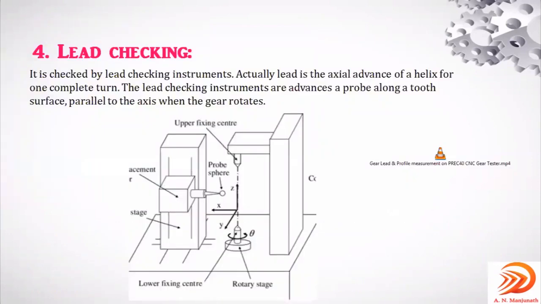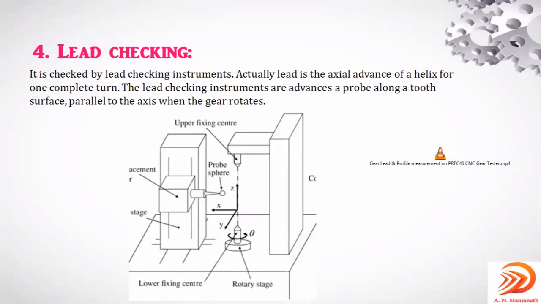The fourth element here is the lead. All of you already know what the lead is in a screw thread. Here, one pitch is equal to one lead. So in one rotation it will move only a single distance. The more the lead, the more the number of pitches it can travel in a single go.